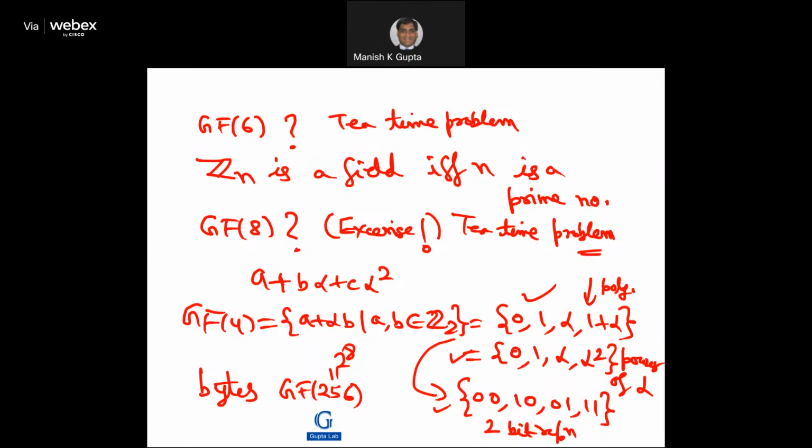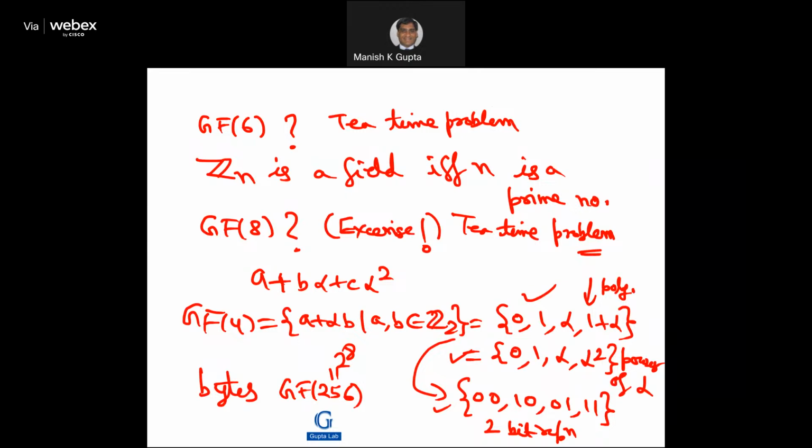So you see it is already written with a field with 6 elements. It is a trial-and-error problem. You can just see if you can make a field or not. You will realize that you cannot when you try to fill the table. Okay, so Zn is a field if and only if n is a prime number, fine.